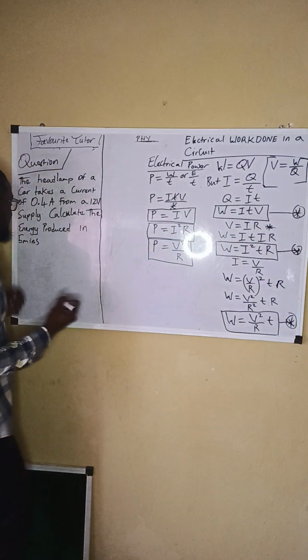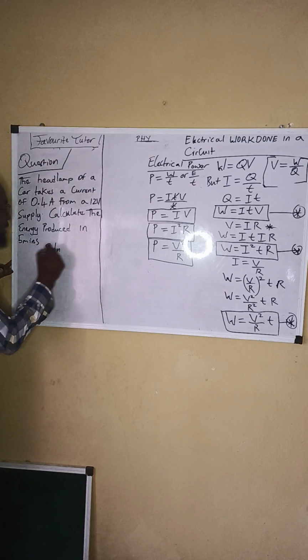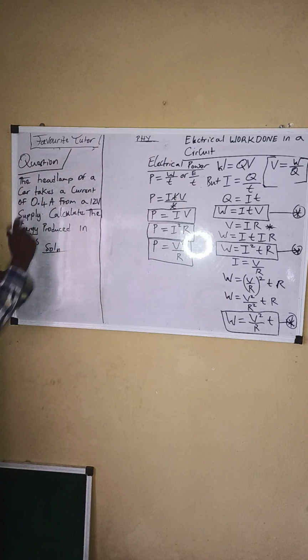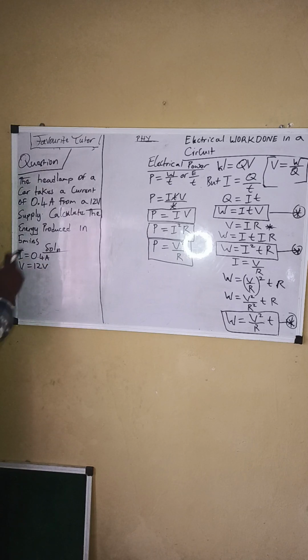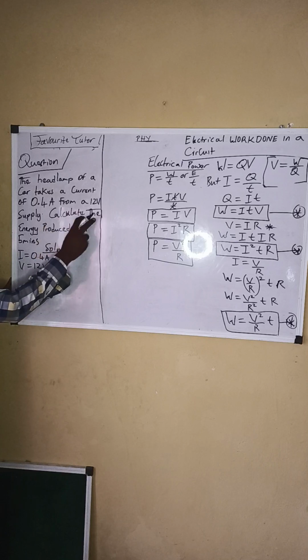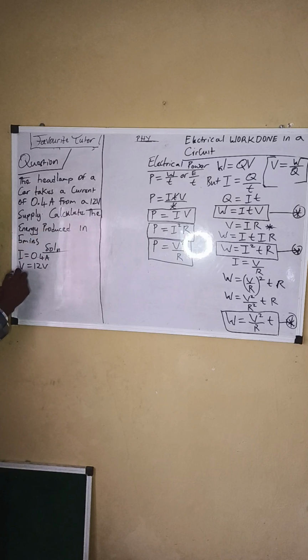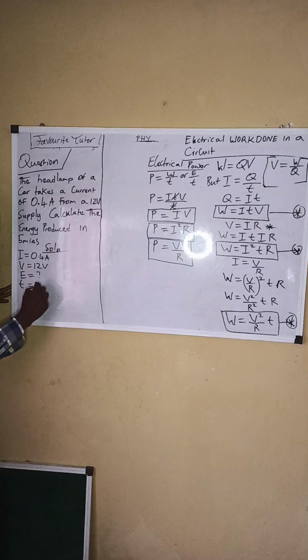So first thing we do, we bring the parameters out. Solution: the current is equal to 0.4 ampere from a 12 volt supply. The voltage is 12 volts. Calculate the energy produced in 5 minutes. So we are looking for energy in 5 minutes.